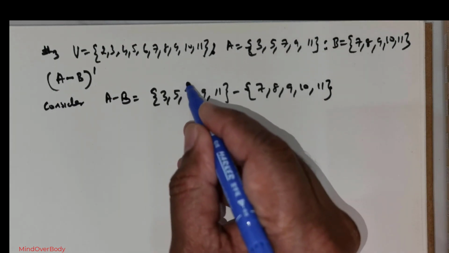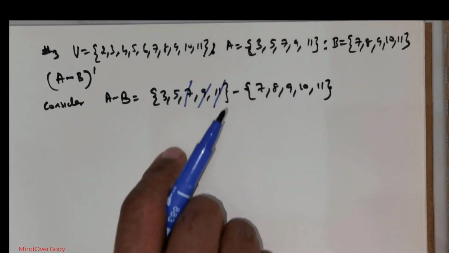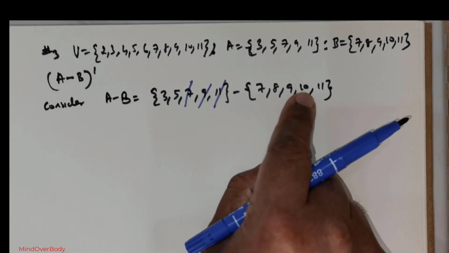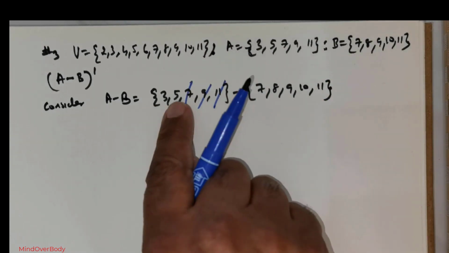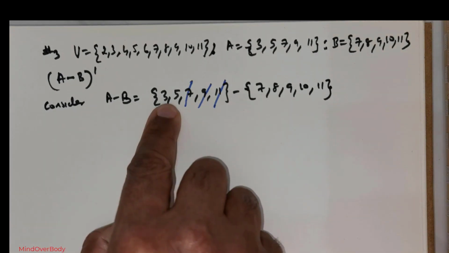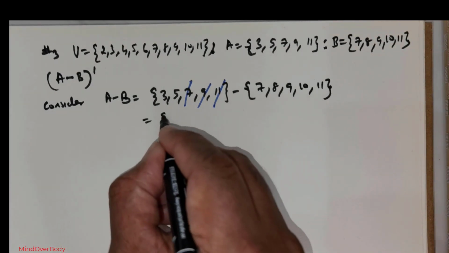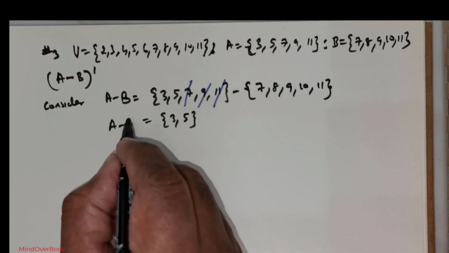So B has 7, take 7 out. B has 9, take 9 out. B has 11, take 11 out. The numbers 10 and 8 are not there, so we don't have to worry about them. So after taking away the elements of B, what have you got? Write that down. You got 3 and 5. That's it. So this is A difference B.